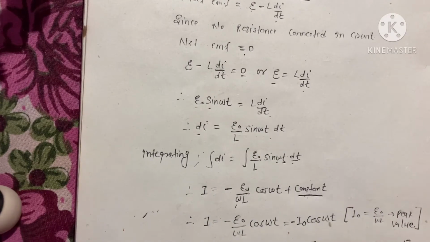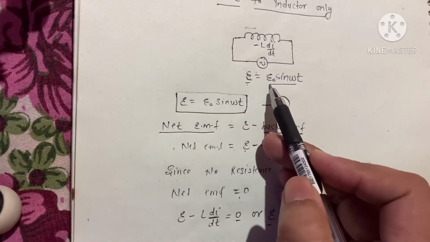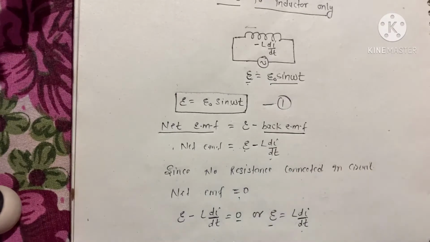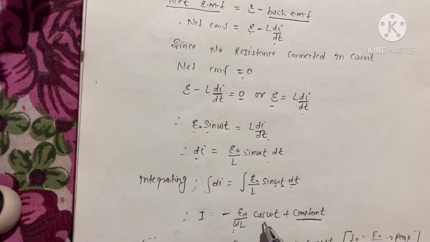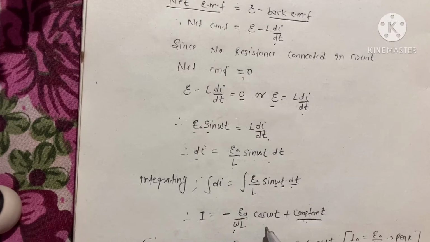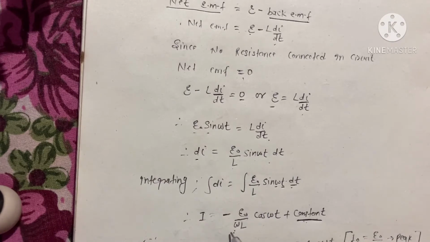Now students, since we are applying alternating current, and we know that the average value of alternating current is always 0, the average value of EMF is 0, so the average value of current will also be 0. Here we are getting cos omega t, and the average value of cos omega t is 0. So this total result should be 0, and it is already 0. It means this constant is also 0, because if this constant is a non-zero value, then this equation will not be satisfied.